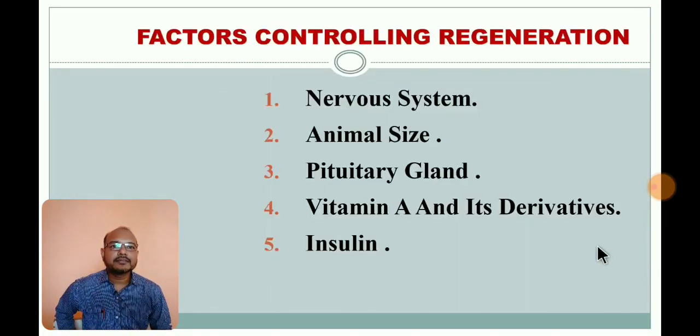The factors controlling regeneration: first, mostly the nervous system. Second, animal size. Third, the pituitary gland. Fourth, vitamin A and its derivatives, and insulin. These are the factors that control regeneration.